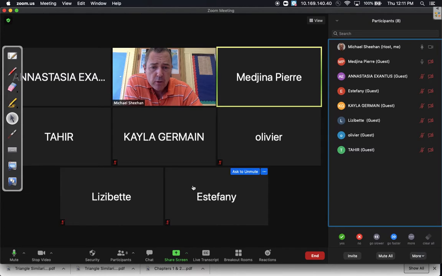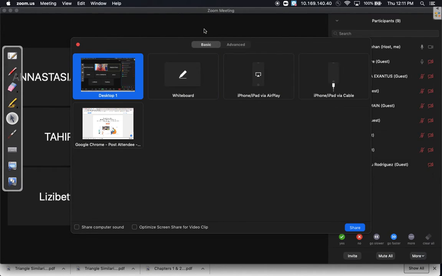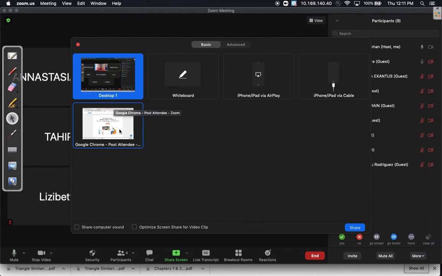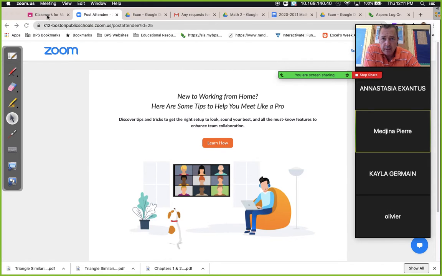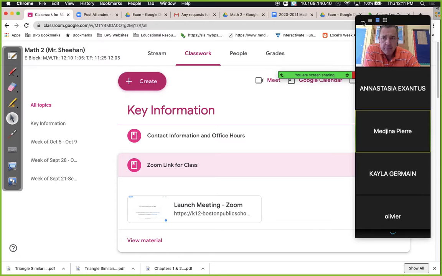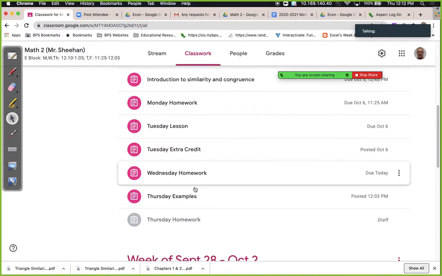Along with me, you'll go to Google Classroom, go to classwork, and you'll see a document called Thursday Examples. There's two options: the PDF for those of you who prefer the PDF, and also a Google Doc for those of you who prefer the Google Doc.